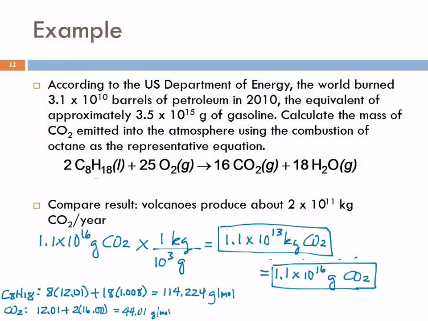So that's more than the volcanoes, right? It's not really obvious how much more. 1.1 times 10 to the 13th, if I divide it by 2 times 10 to the 11th, is 55 times more. So even with some soft numbers here, it's definitely more. So there's more CO2 being put out into the atmosphere by combustion of fossil fuels than there is by volcanoes.